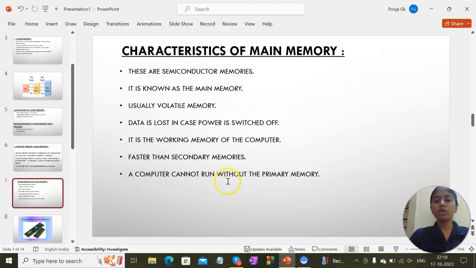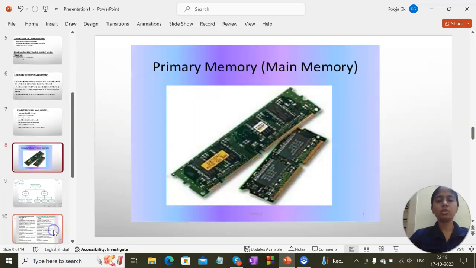A computer cannot run without the primary memory. Here is the picture of primary memory.